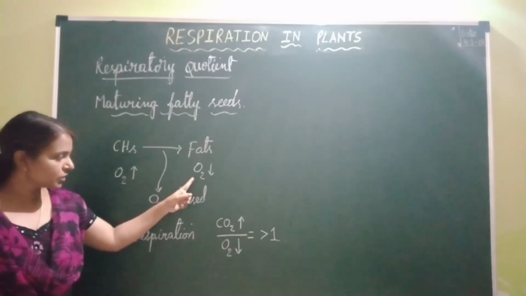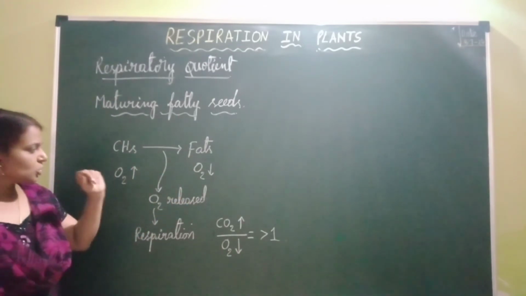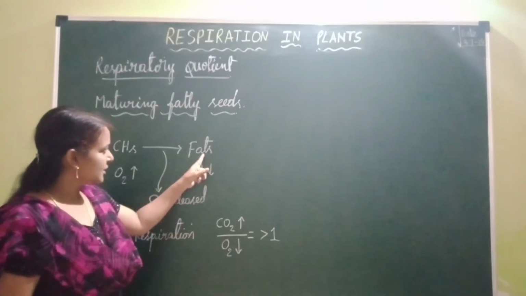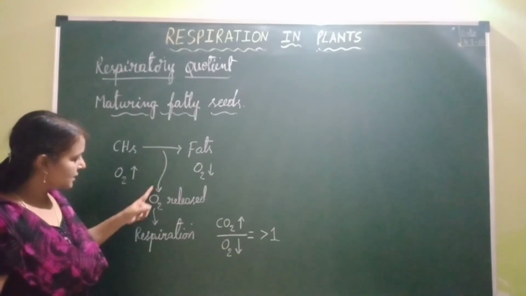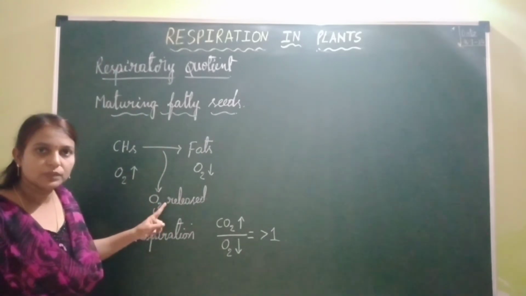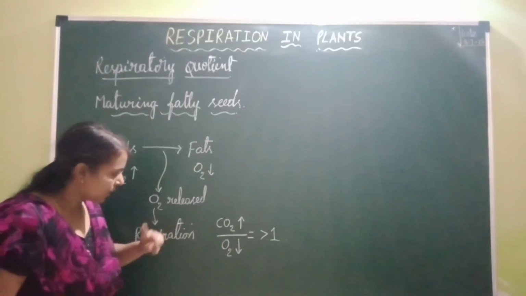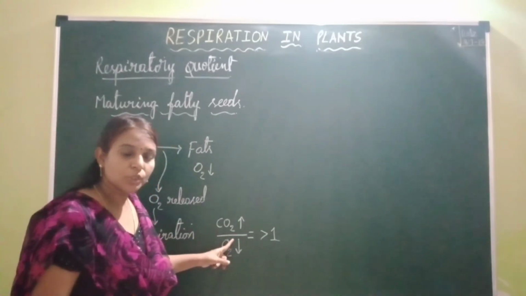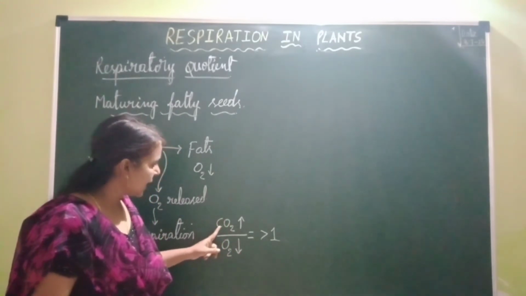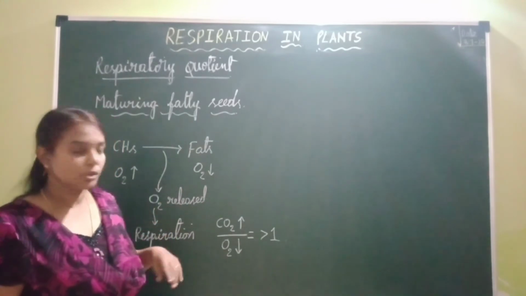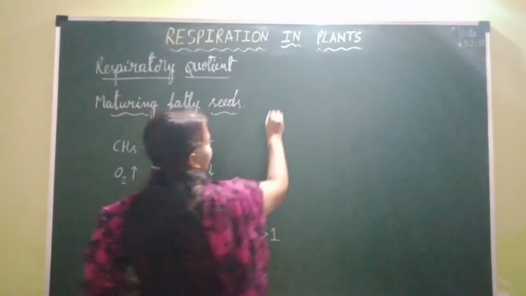That means the amount of oxygen present in fats is lesser than the amount of oxygen present in carbohydrates. So when an oxygen poor compound, that is fat, is synthesized from an oxygen rich compound, that is carbohydrate, there is release of oxygen, and this oxygen which is released is absorbed during the process of respiration, and hence the oxygen absorbed from the atmosphere will be lesser than the carbon dioxide released, and hence the RQ value of maturing fatty seeds is greater than 1.